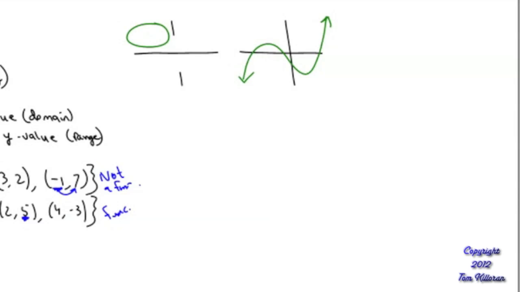A is not a function, and B is. Why? Because of the vertical line test. You can go through A twice.